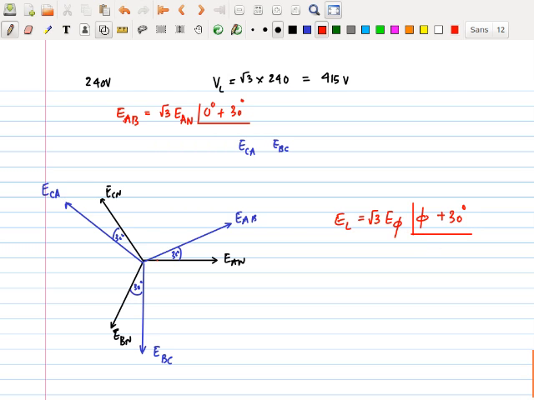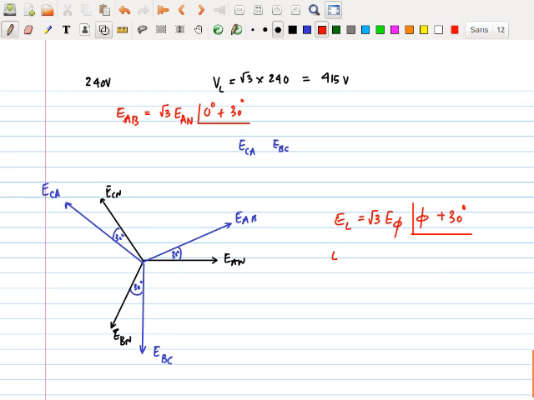Now here, this was 120. This is 150. 120 plus 30. Over here, it is going to be 180 plus 60. Right? 240 plus 30. 270. See? So, I can write a general statement. For any phase, you have the line-to-line voltage being root 3 into the magnitude and shifted by 30 degrees. That's how I'm going to write.